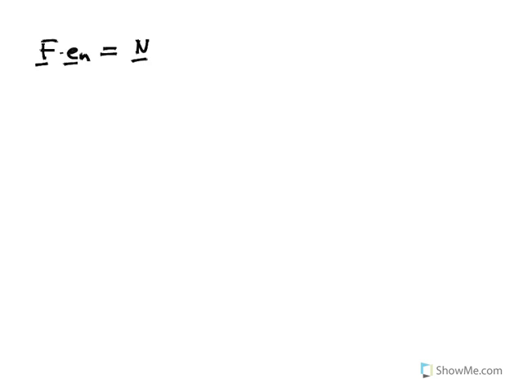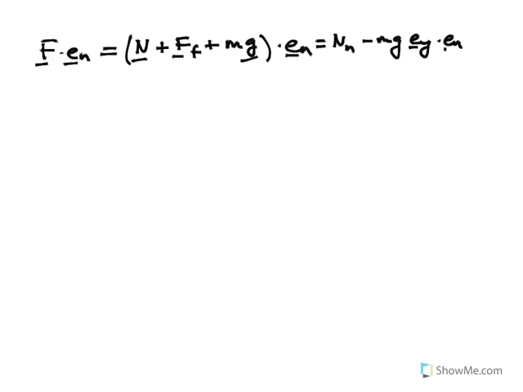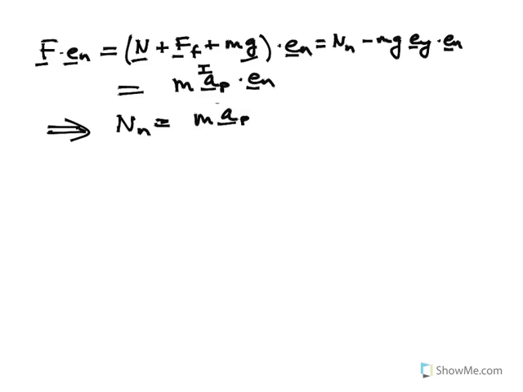The EN component is N plus F sub F plus mg dotted with En, which is equal to N sub N, and then F sub F dotted with En is 0, and I get minus mg Ey dotted with En, which is equal to the mass times the inertial acceleration dotted with En, from which I can solve for N sub N. N sub N is equal to the mass times the inertial acceleration plus mg Ey dotted with En.